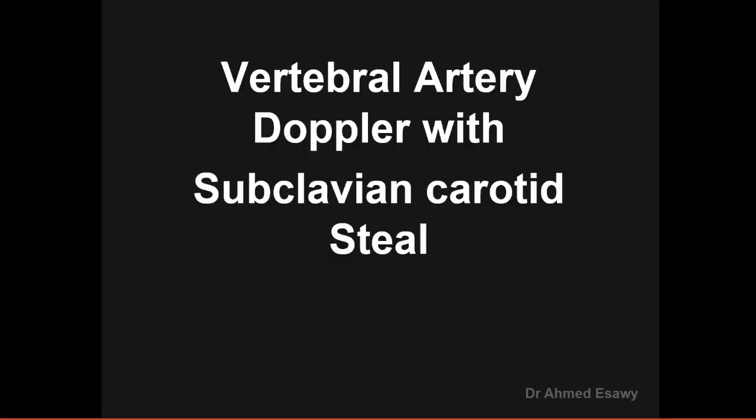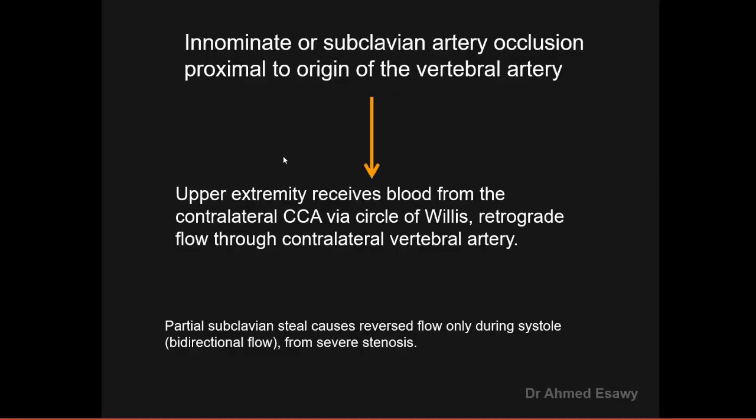Example: vertebral artery Doppler with subclavian or carotid steal syndrome. If there is innominate or subclavian artery occlusion proximal to the origin of the vertebral artery, the upper extremity receives blood from the contralateral common carotid via the circle of Willis.